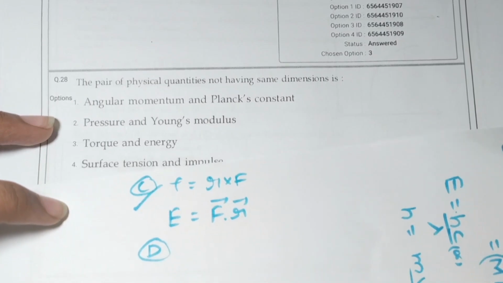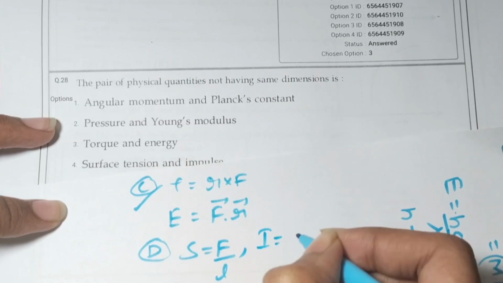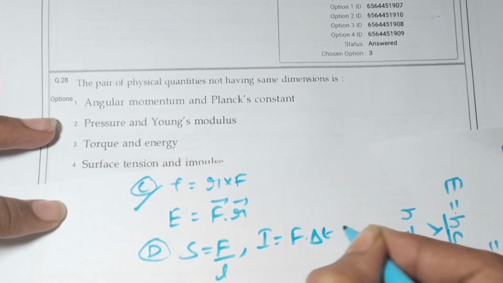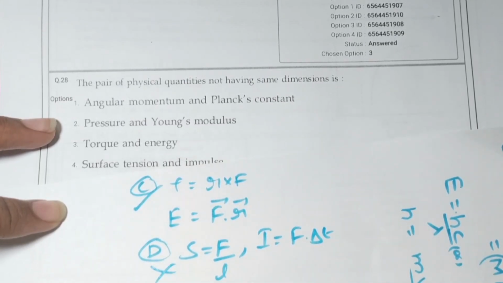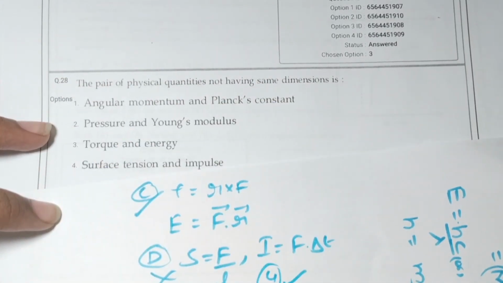Surface tension S is equal to F by L, but impulse I is equal to F times delta T. So they do not have the same dimensions, but he was asking about that. So option 4 is correct.